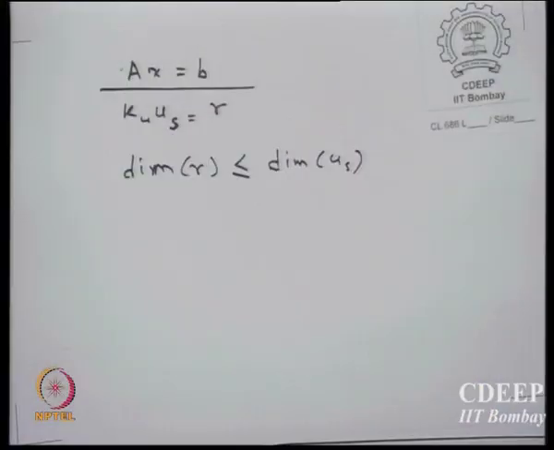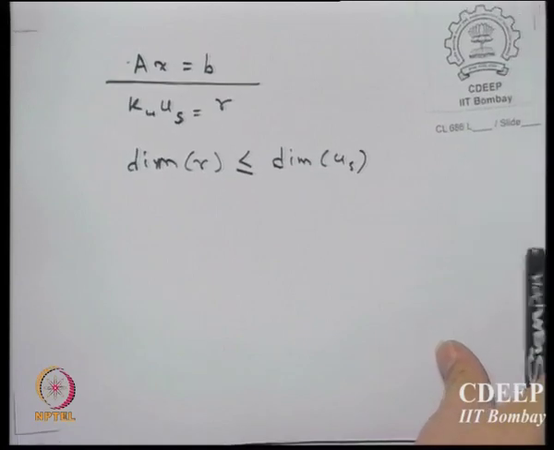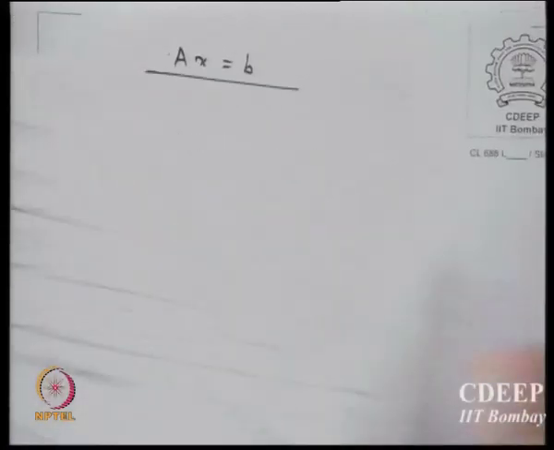So if you have a situation where the dimension of US is larger than the dimension of R, you can use the pseudo inverse and work with the problem. So you get one solution. Okay, let's go back here.